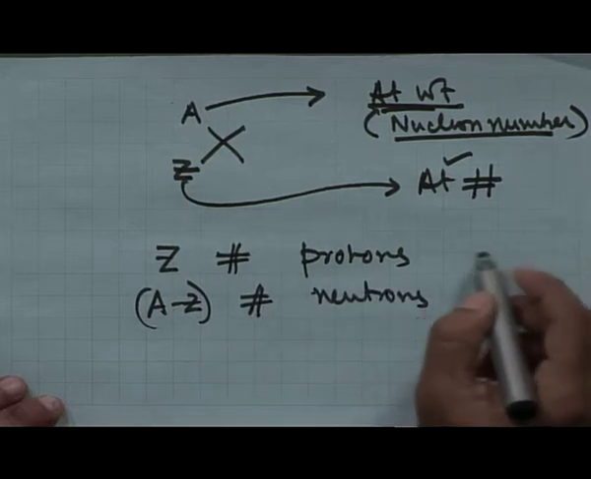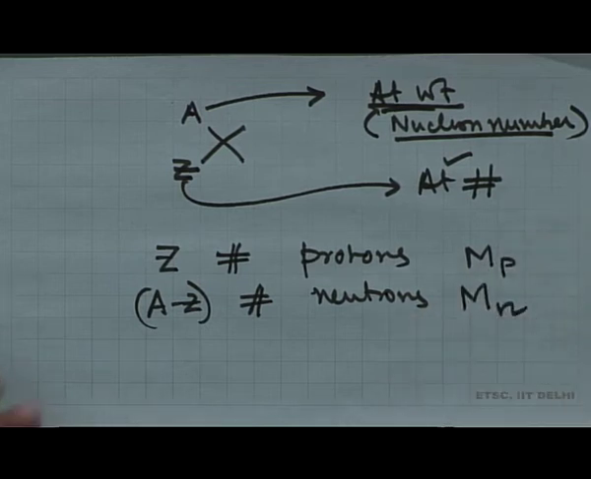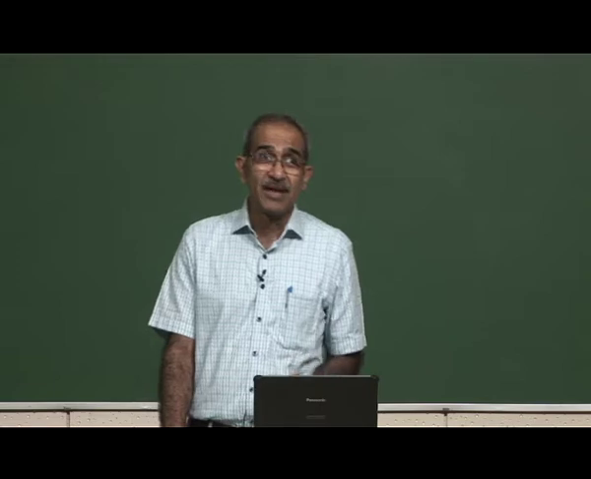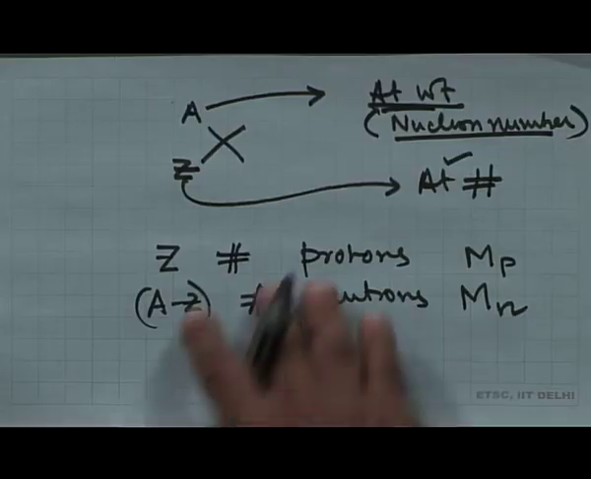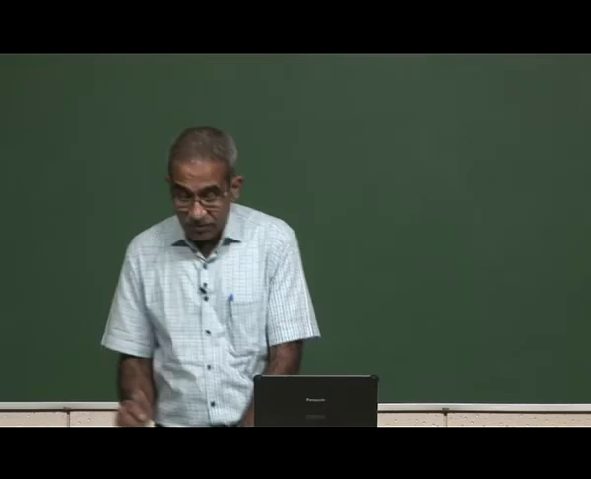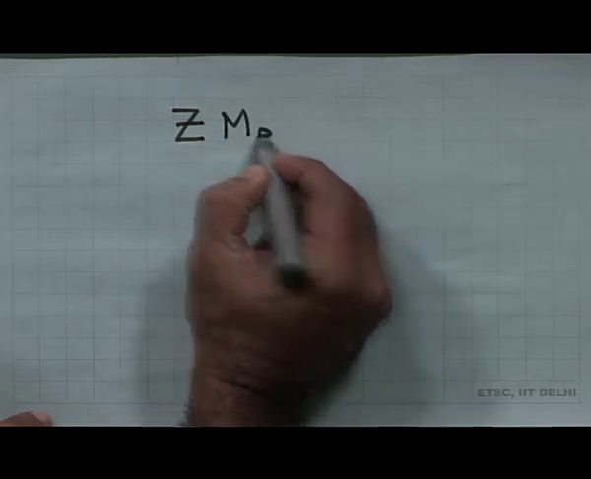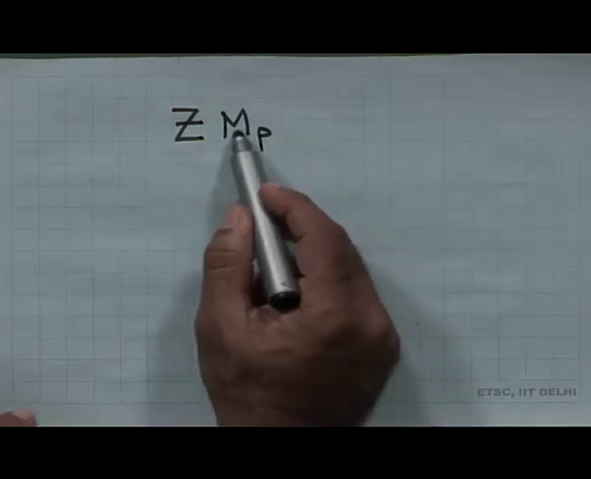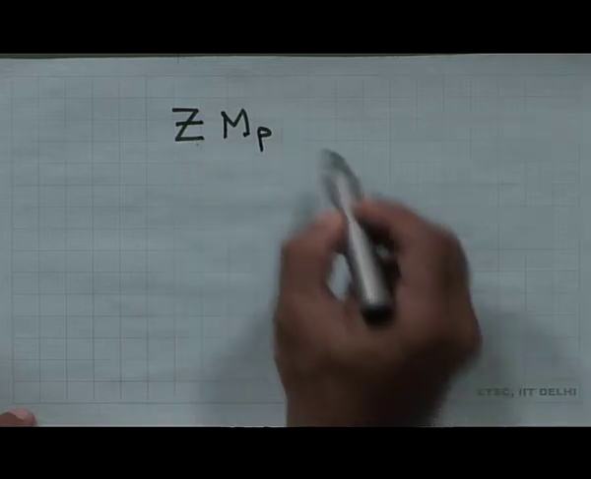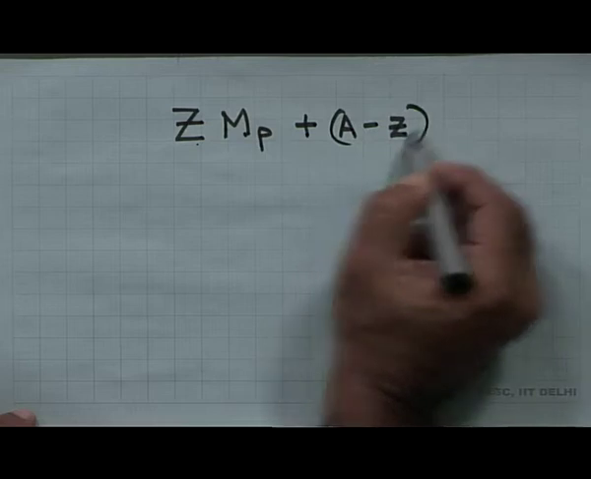and each proton has a mass mp and each neutron has a mass mn. And what are their masses? I have already given you 1.007 something, 1.008 something in atomic mass units. So what we do is to first find the sum of the masses. So my sum of the masses will be given by Z into mp. Each proton has a mass mp and there are Z of them, and then I will write A minus Z into mn.